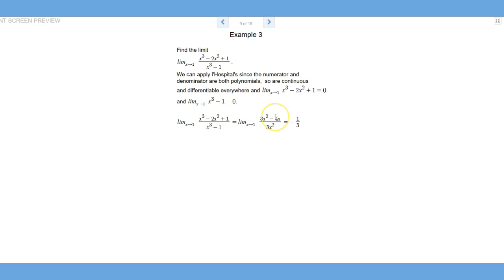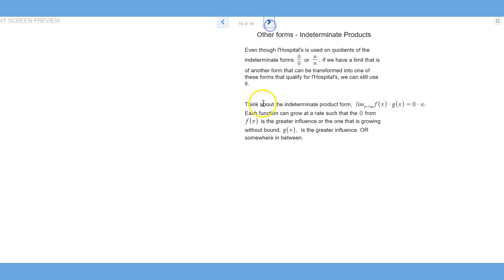And when I take the derivative of the numerator and the derivative of the denominator and find that limit, I get minus 1/3. So once you determine that you can use L'Hopital's on the limit, it's actually pretty easy if you remember how to differentiate the functions in the numerator and denominator.